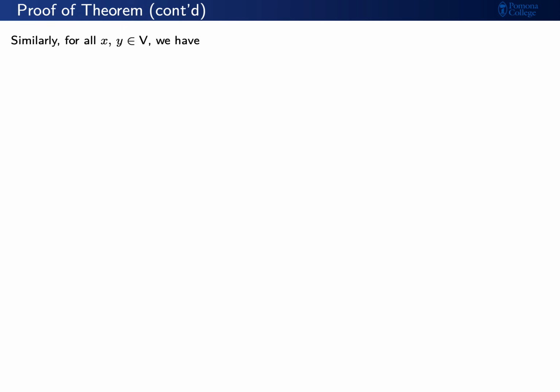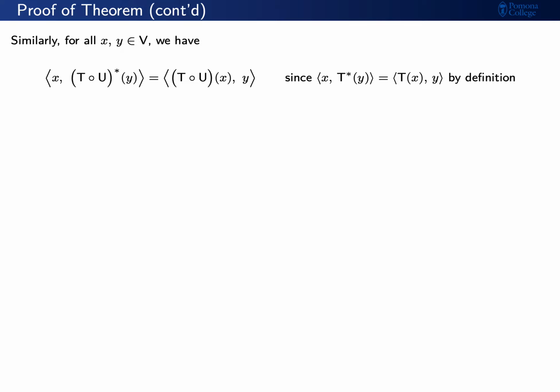Let's prove the second of the three properties. Similarly, for all vectors x and y in V, we have the following. We can take a look at the inner product of x with the adjoint of T circle U applied to y. Since we have the adjoint, we can slide things over to the left. And now we realize that the composition just means T of the vector U of x, and y.